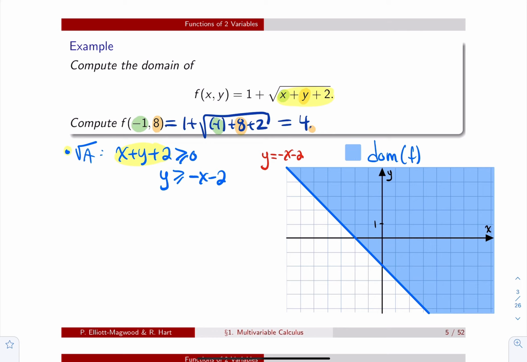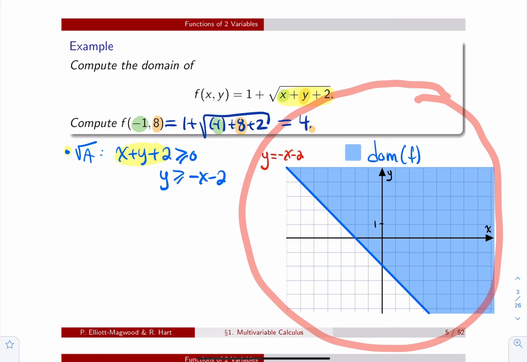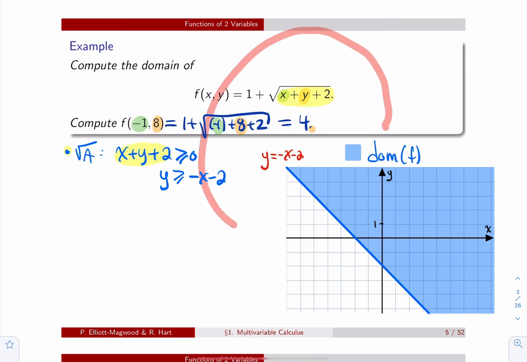But anyways, so here's my domain. Again, the best way to represent the domain of a function of two variables is by coloring the region of the Cartesian plane where the function is defined.